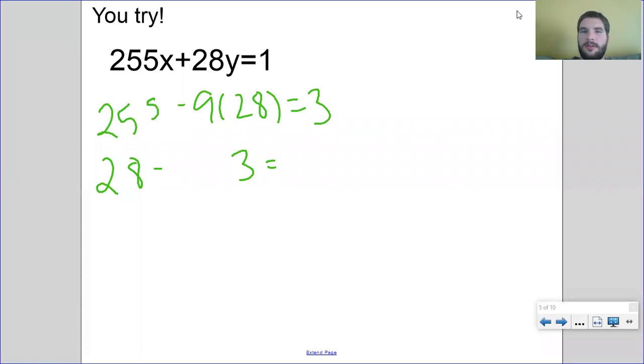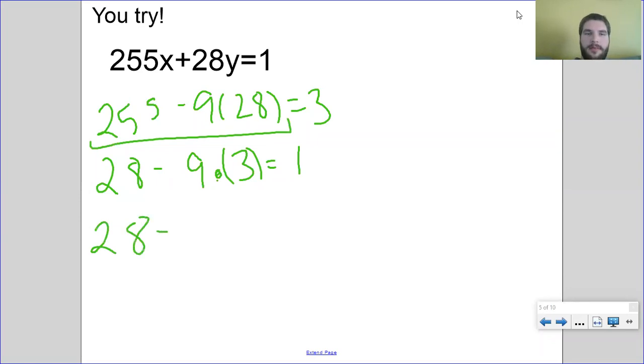All right, so if we have this, we do 255 minus 9 times 28 is 3. Then we realize that this is really 28 minus 9 times 3 is 1, which is great because then we already have 1, right? So we say, okay, well, what is 3? 3 is really this. So it's 28 minus 9 times 255 minus 9 times 28 is equal to 1.